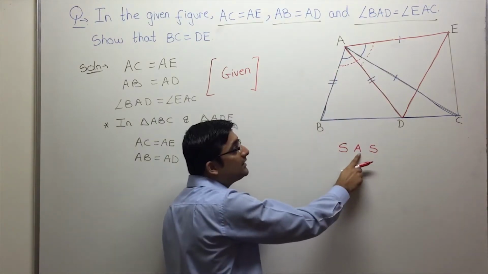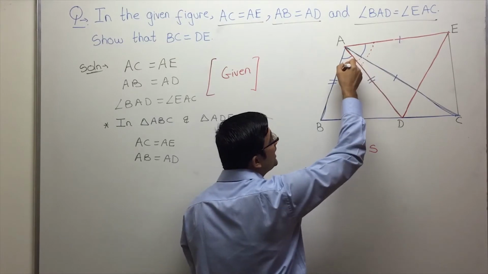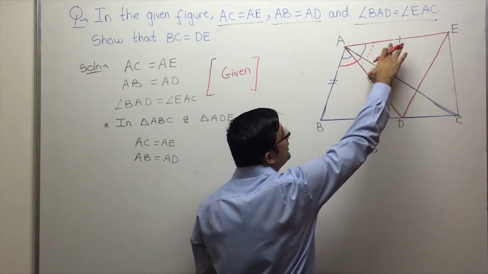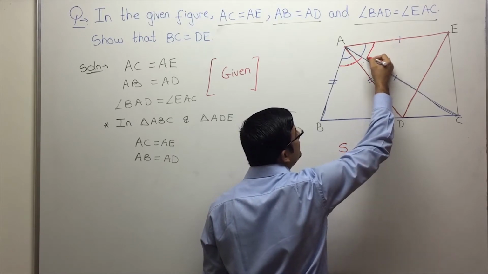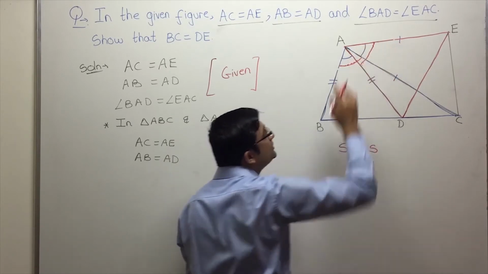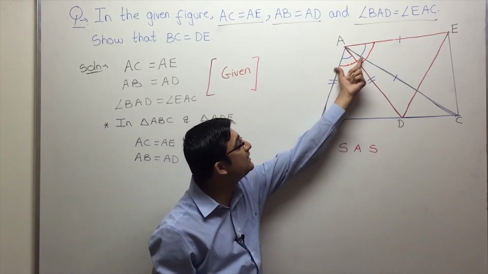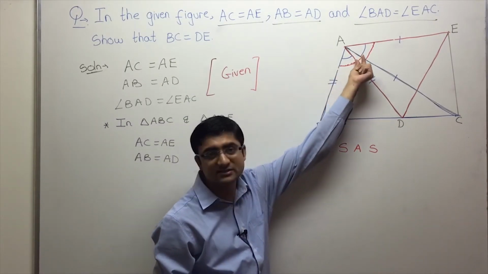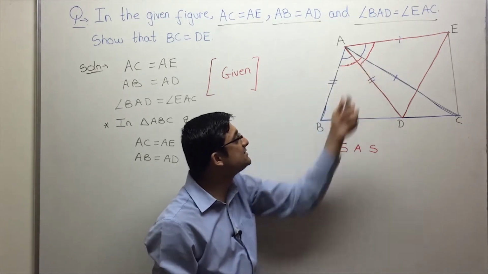Why? Included angle. I repeat, for these two corresponding sides in the blue triangle, which is the included angle? This over here. In the red triangle, for these two corresponding sides, which is the included angle? This over here. So I have to show these two angles to be equal. So if you notice, what is this entire angle? It is this angle plus this angle. I repeat, what is this entire angle? It is this angle plus this angle.